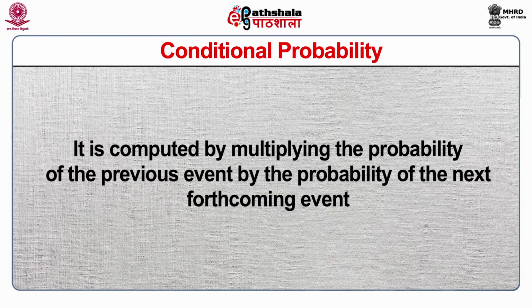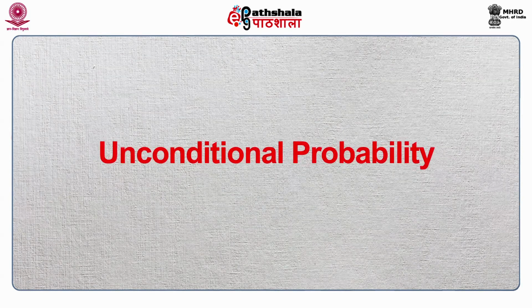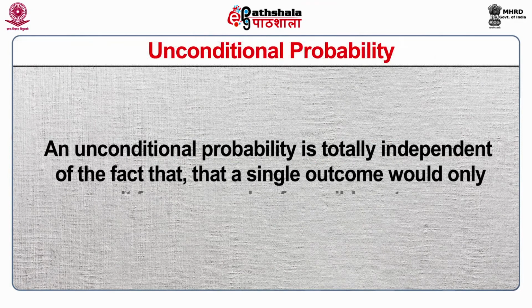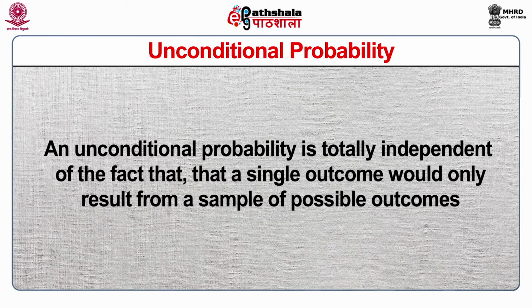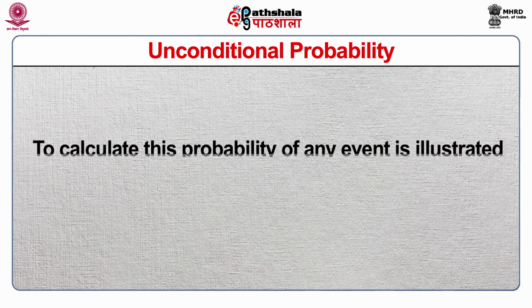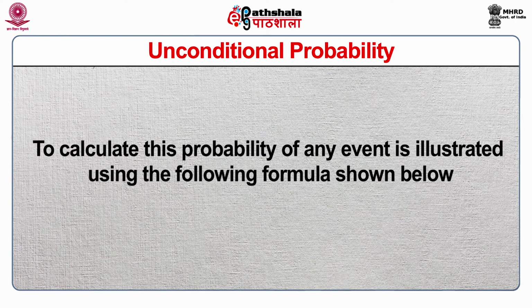It is computed by multiplying the probability of the previous event by the probability of the next forthcoming event. With the conditional probability, we also have the unconditional probability. An unconditional probability is totally independent of the fact that a single outcome would only result from a sample of possible outcomes. The probability of such an event is illustrated using the following formula shown on your screen.